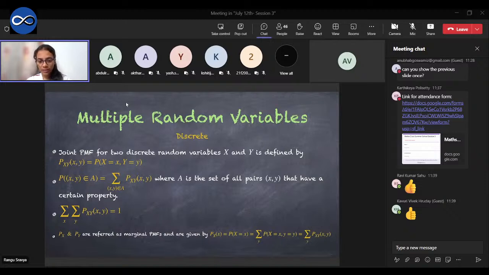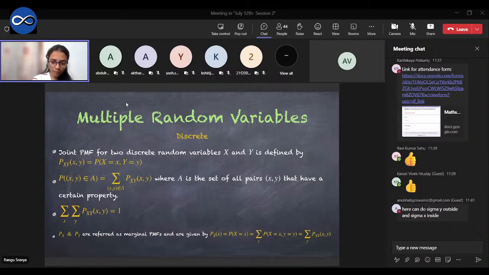Now let us look at the marginal PMF given by p_X(x) = P(X = x), which is equal to the sum over y of P(X = x, Y = y), which is the sum over y of p_XY(x, y). These PMFs of X and Y are referred to as marginal PMFs, and they can be found from the given joint PMF.